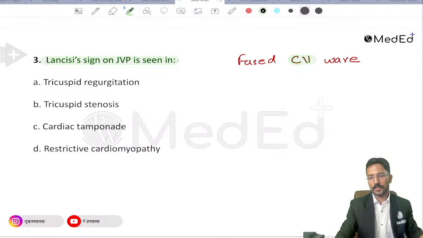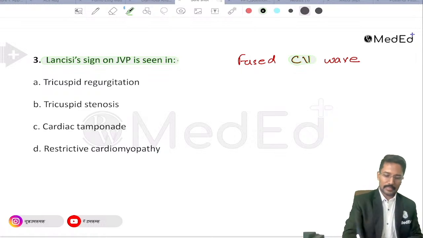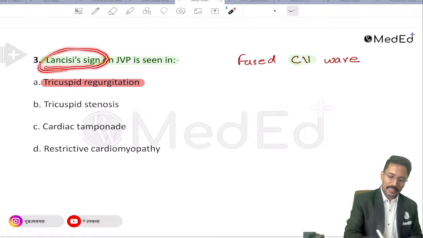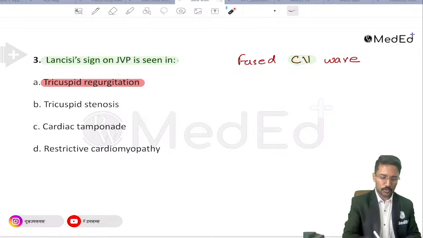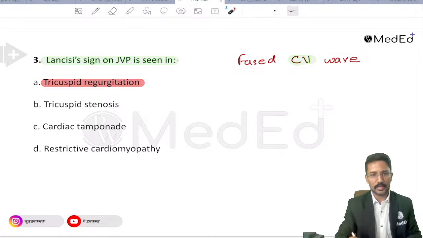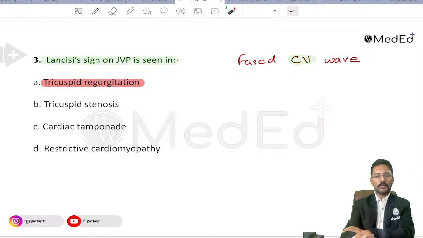Dharmesh Maheshwari and Debajit Saha say it is A, tricuspid regurgitation. Right, awesome, that's the correct answer. It is tricuspid regurgitation. So please remember, Lance's sign is nothing but fused CV wave. All of you are aware of fused CV wave, but you should know that the name is Lance's sign.